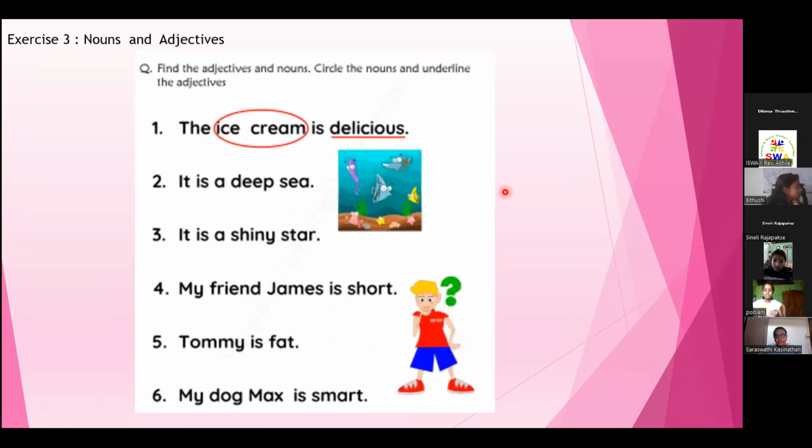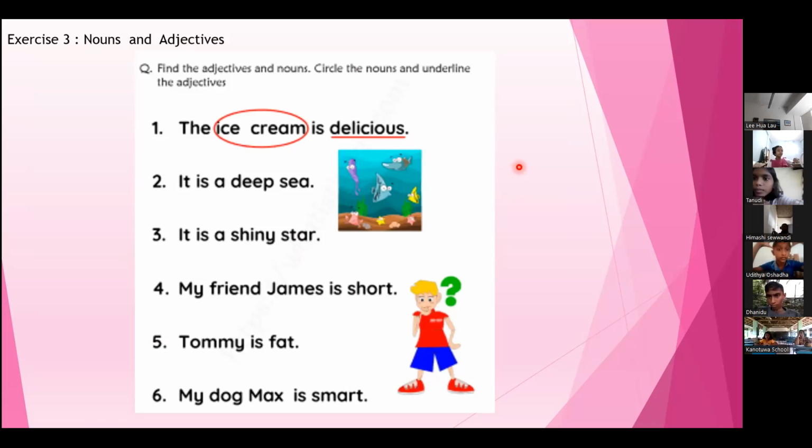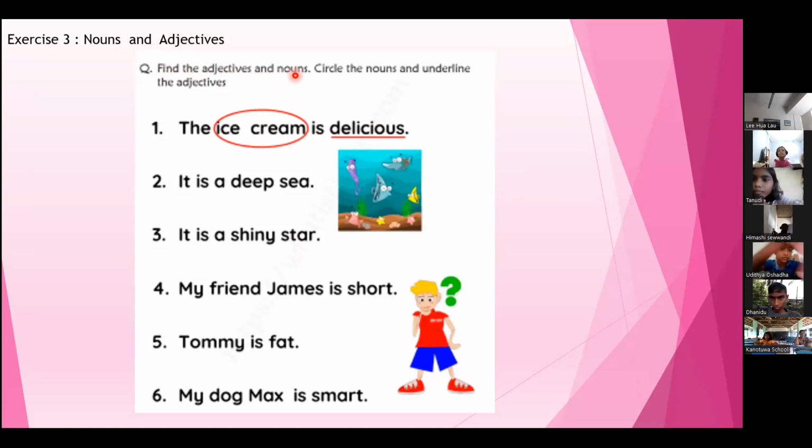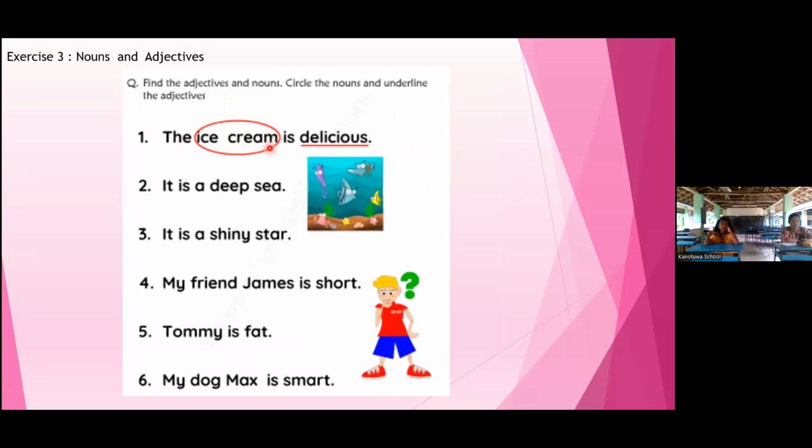Okay. Now what we are going to do, we have just completed nouns. So what we're going to do, we're going to identify nouns and adjectives in each sentence. So find the adjectives and nouns, circle the nouns and underline the adjectives. All right. So the first sentence, the example is ready here for you to see. The ice cream is delicious. So ice cream is a noun. Delicious is an adjective. All right. So if you see, sometimes adjectives do come after a noun.